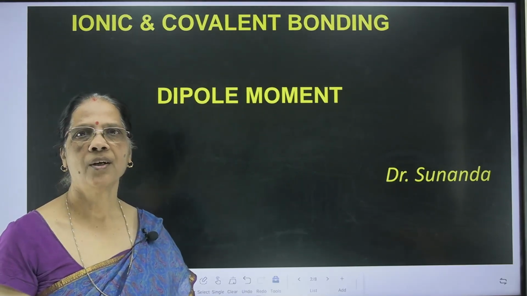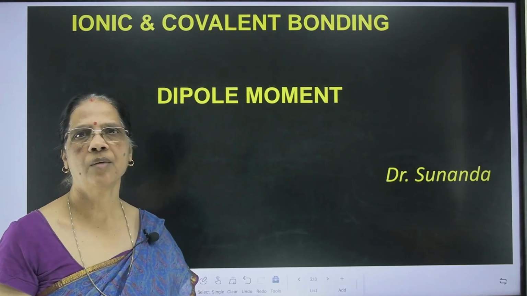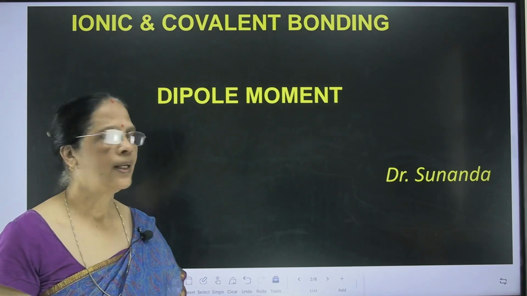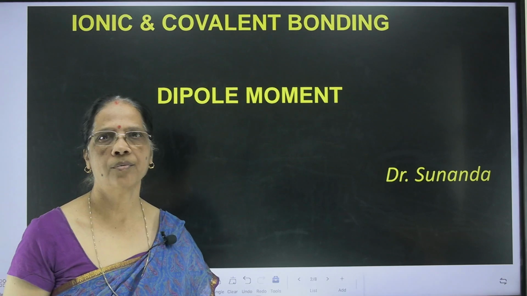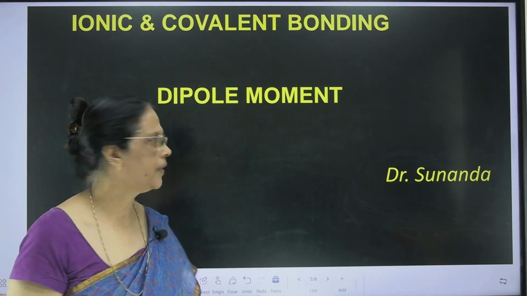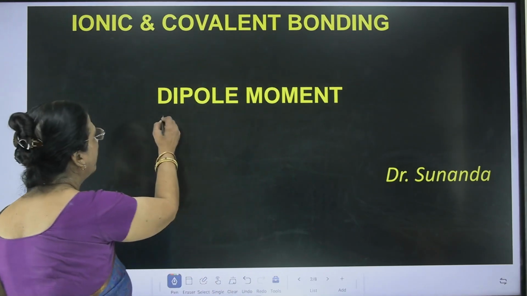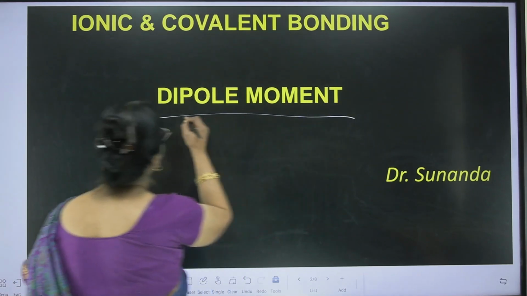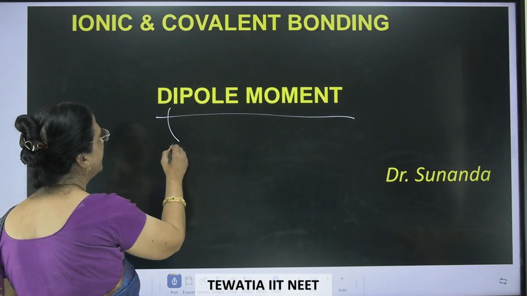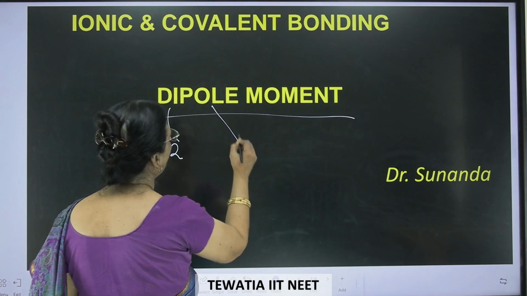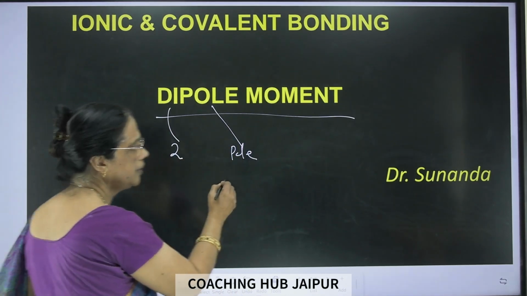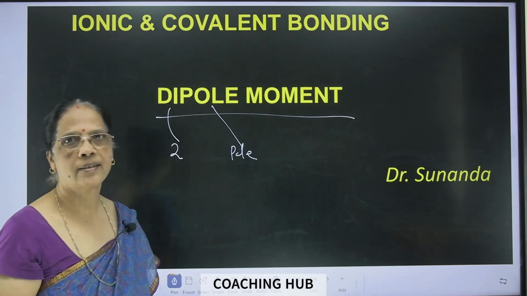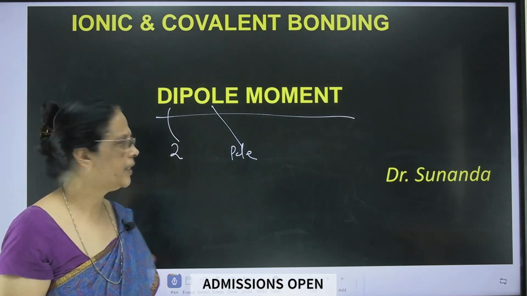Hello students, today I am going to discuss some numericals on dipole moment. Last time we had seen some numericals in the ionic bonding and covalent bonding. Now in the dipole moment, here you see the term di, this means two, okay. Pole means two poles are there. First let us understand what dipole moment is, then we will solve some numericals.